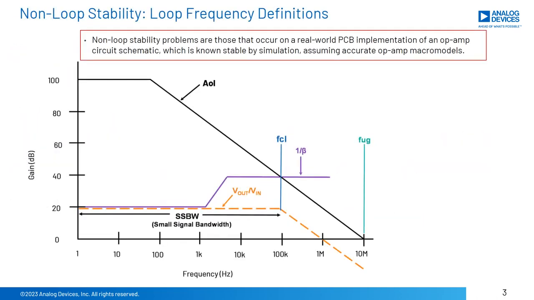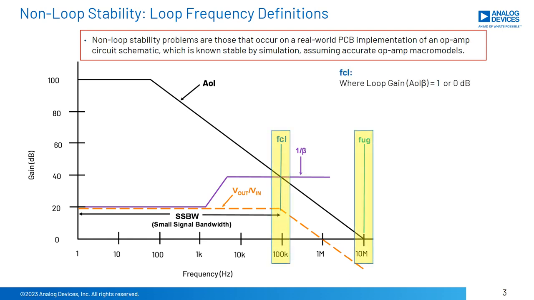Non-loop stability problems are defined as those that are caused by a real-world PCB implementation of an op-amp circuit schematic, which is proven stable by simulation techniques, assuming accurate op-amp macro models. For non-loop stability diagnosis, it is important to define two key frequency points, FCL and FUG. FCL is the frequency at which loop gain goes to 1 or 0 dB. FUG is the unity gain bandwidth frequency of the op-amp.